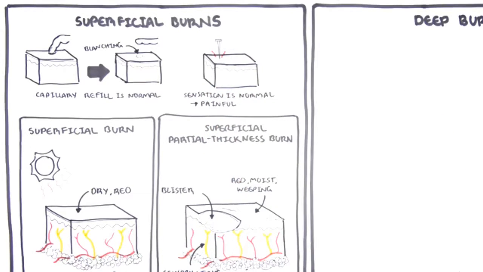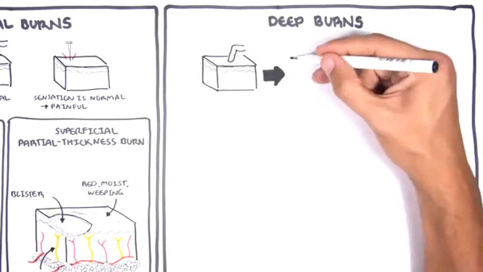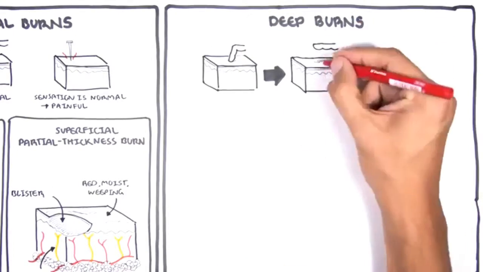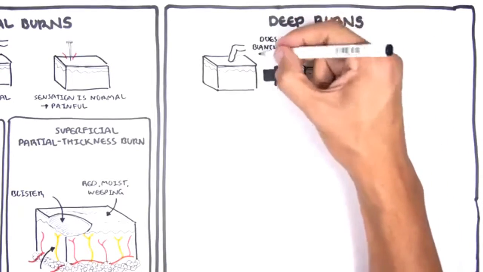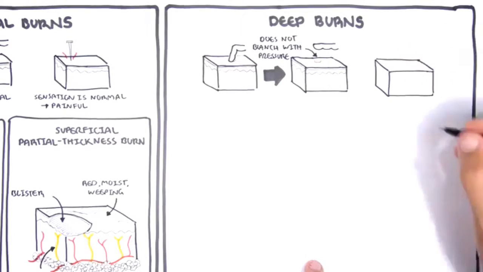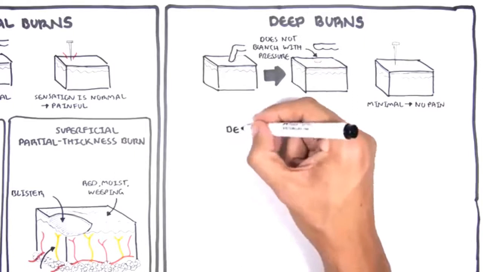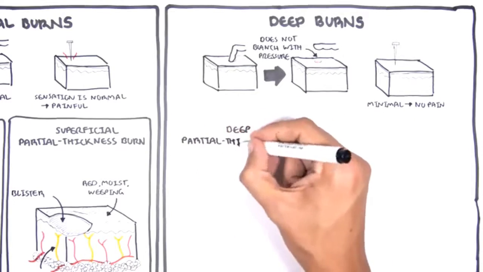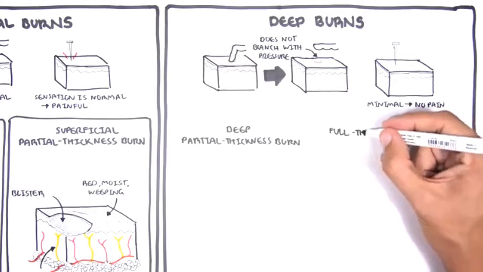Deep burns are totally different. Deep burns involve all layers of the skin. The important feature of deep burns is that they do not blanch with pressure, and there is minimal to no pain. No sensation due to damage of nerve endings in the area. Deep burns can be easily divided into deep partial thickness burns and full thickness burns.